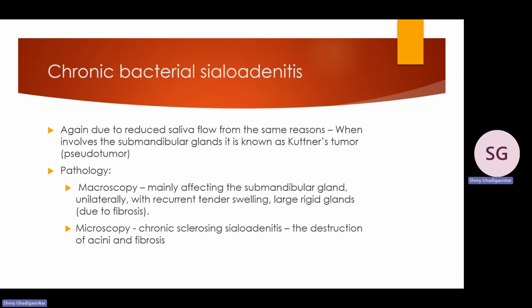The next one is chronic bacterial sialadenitis. Again, this is due to reduced saliva flow for the same reasons. When there's submandibular gland involvement, it is known as Kuttner's tumor, which is a type of pseudotumor. Pathologically, in the macroscopy, we may find recurrent tender swelling with large rigid glands, and this is due to fibrosis. As we know, with chronic inflammation of most tissues, fibrosis follows. And microscopically, you may see destruction of the acini and fibrosis as well.